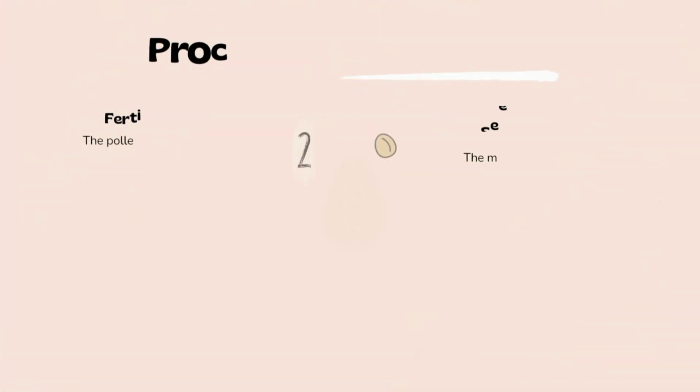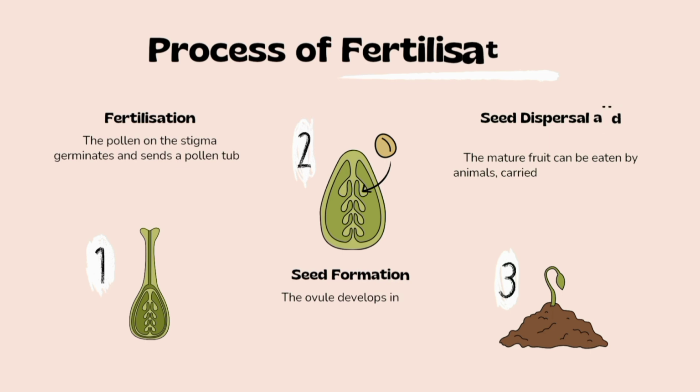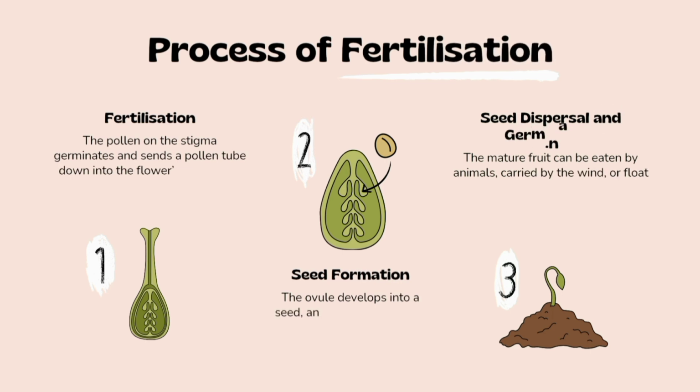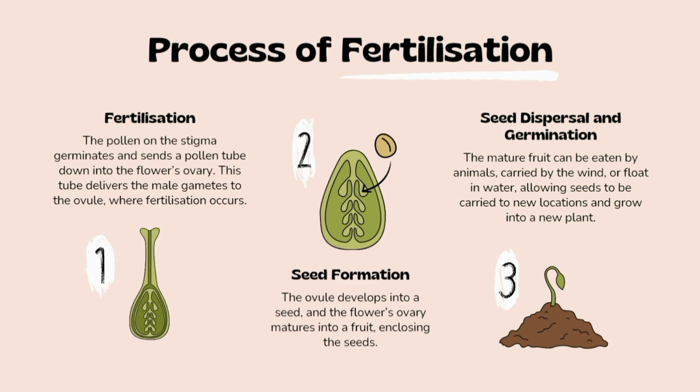Process of fertilization. The pollen on the stigma germinates and sends a pollen tube down into the flower's ovary. This tube delivers the male gametes to the ovule, where fertilization occurs. Seed formation. The ovule develops into a seed, and the flower's ovary matures into a fruit, enclosing the seed. Seed dispersal and germination. The mature fruit can be eaten by animals, carried by the wind, or float in water.